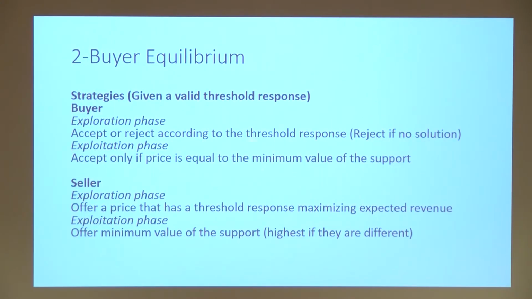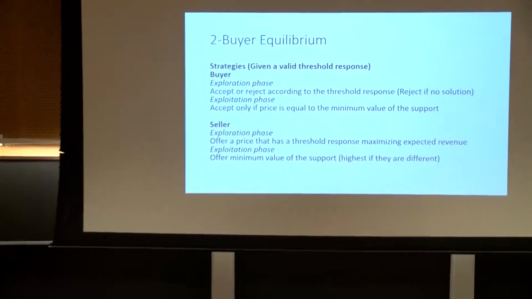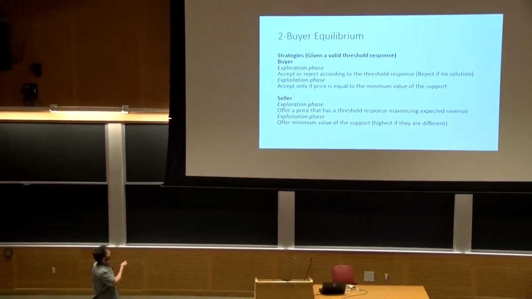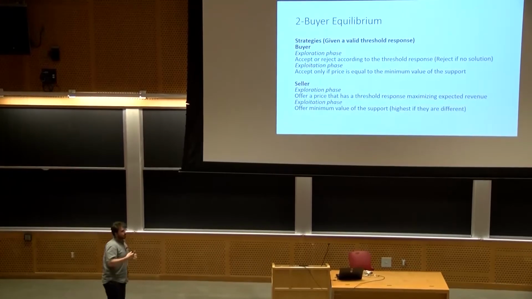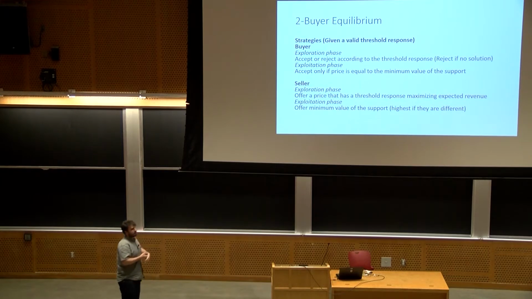Given such a function T(P) that is satisfying the previous equation, we can define an equilibrium as follows. During the exploration phase, the buyer is going to behave according to that threshold response, this T(P) function. And during the exploitation phase, they will just accept if the price offered is the minimum value of the support. In the exploration phase, the seller correspondingly will offer a price that has a threshold response and that maximizes the expected revenue. And in the exploitation phase, they will just offer the minimum value of the support.